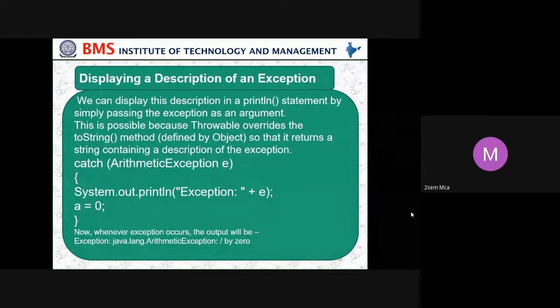Then here, displaying a description of an exception, we can display this description in a println statement by simply passing the exception as an argument. This is possible because Throwable overrides the toString method, so that it returns a string containing a description of the exception.